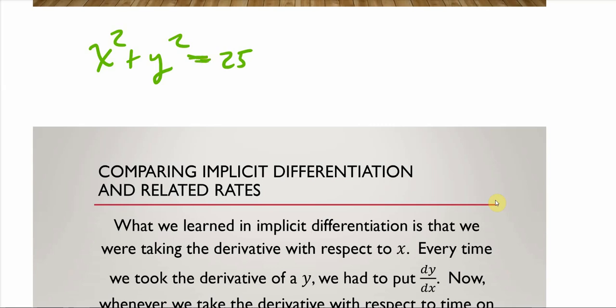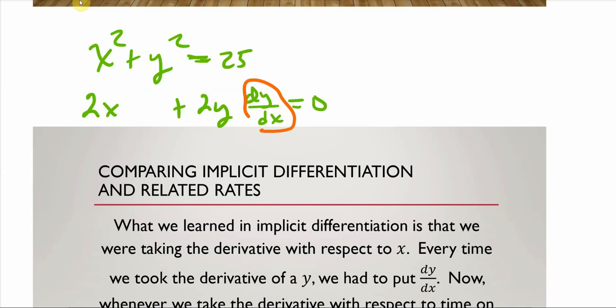And you would say, well, the derivative of x squared is going to be 2x. And we never ever put dx over dx because dx over dx is just 1. And then over here, I'm going to take the derivative of y squared, so the derivative of y squared is 2y, but then I took the derivative of y with respect to x, and the derivative of 25 is 0. So what we really learned is that every time we take the derivative of a y, we had to put dy dx.